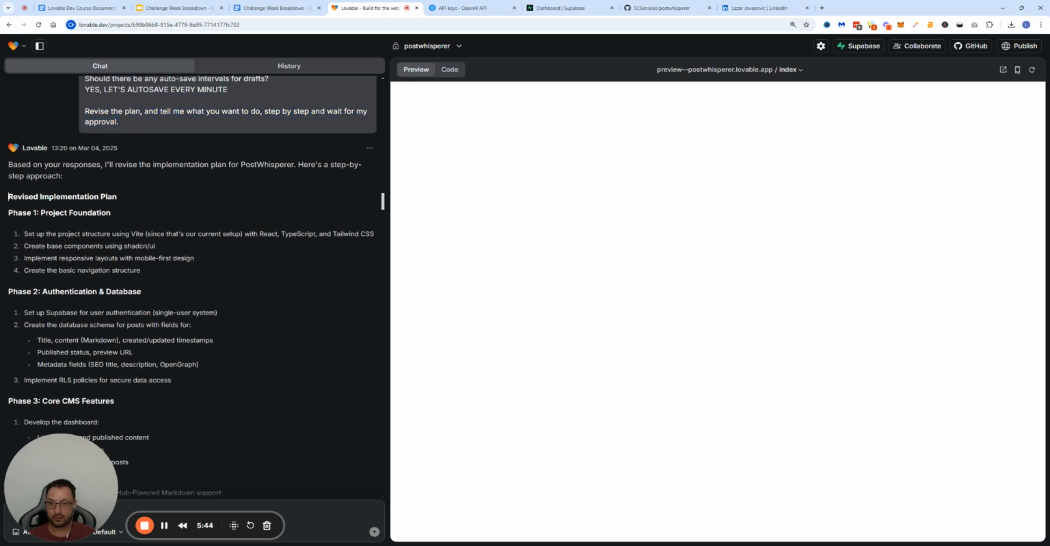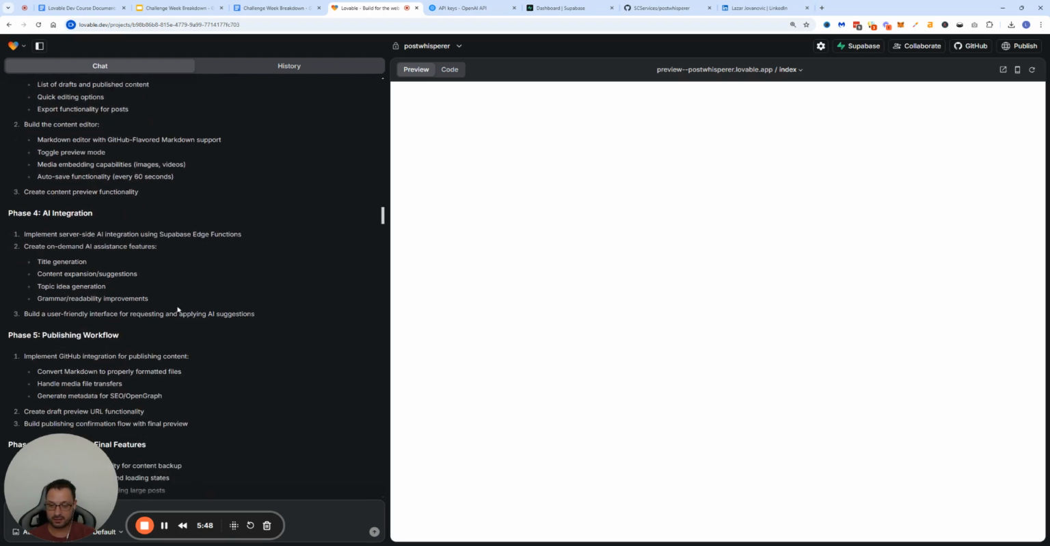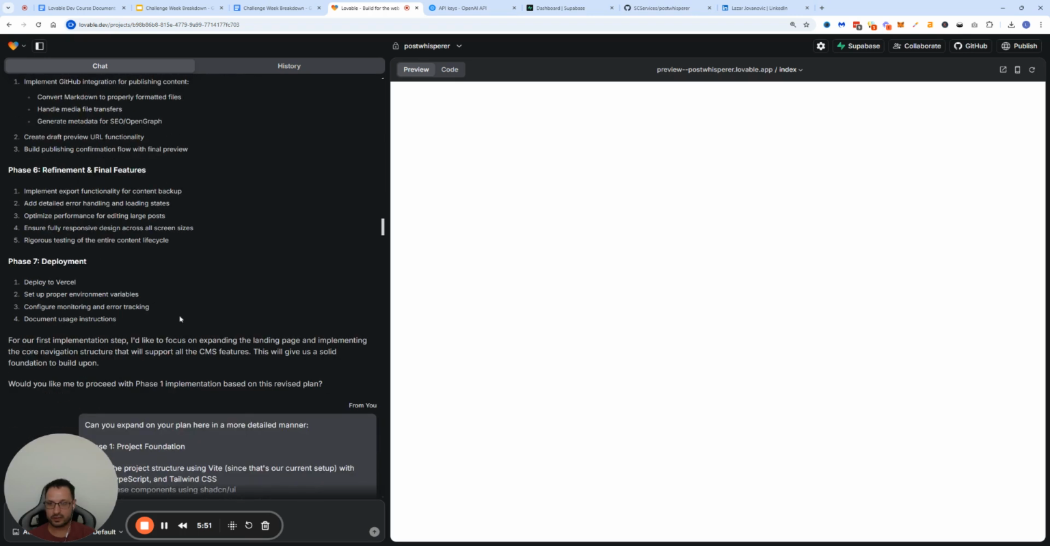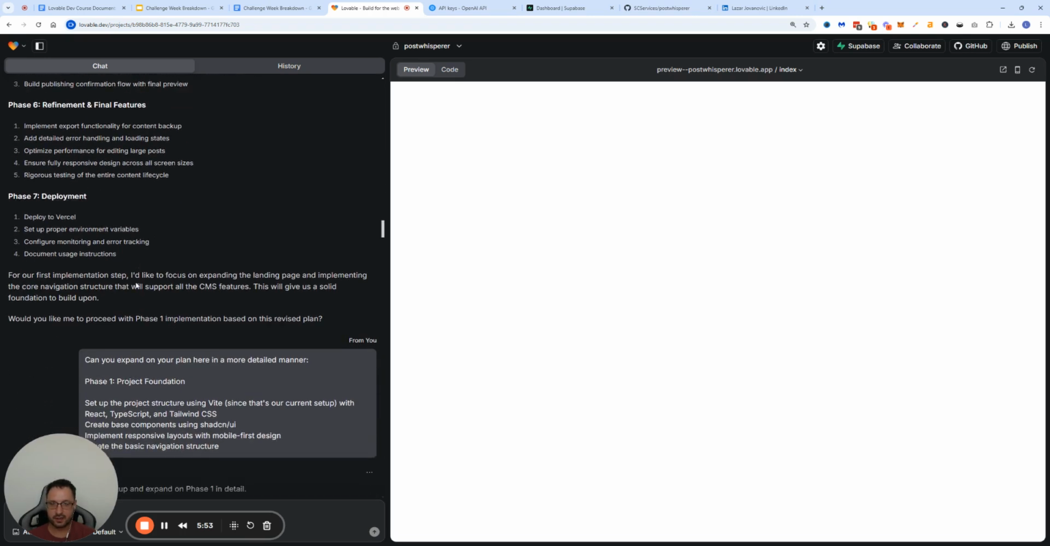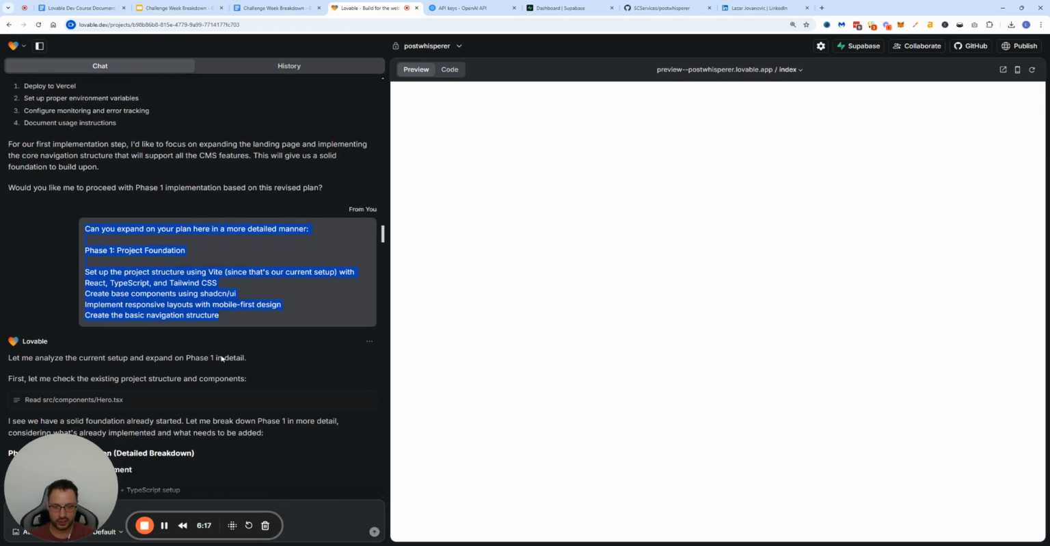Lovable then smartly built a phased, staged plan, which it usually does in 5 to 7 stages. Instead of just saying, okay, let's proceed with the revised plan, I continued to ask it to explain the first phase to me. So I'm still in the process of planning. Make that mindset shift as early as possible. Don't rush into building. Work together with Lovable to break things down into smaller chunks.